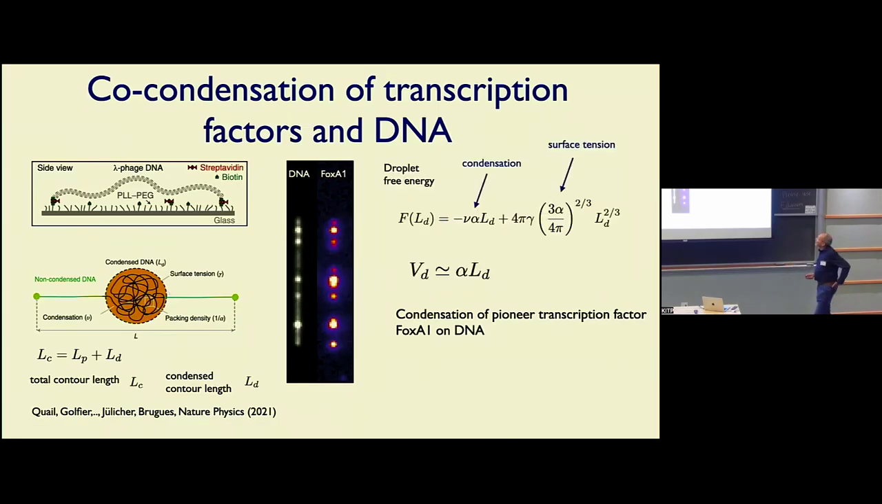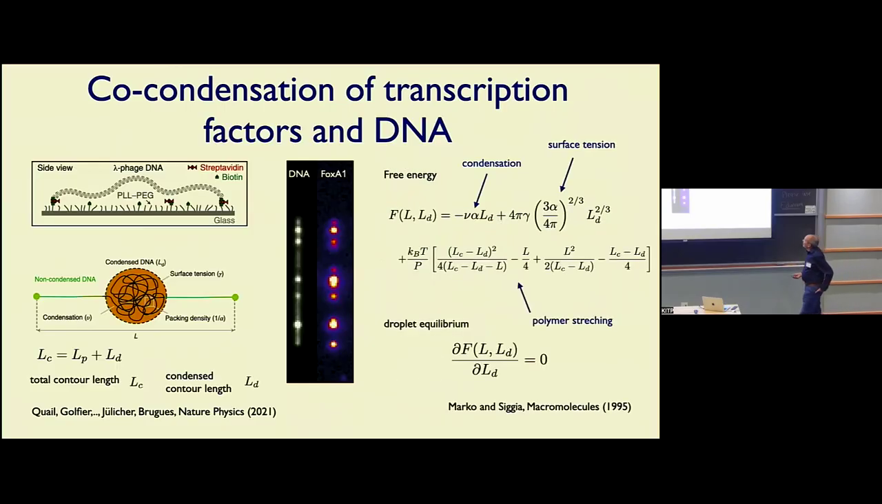One can describe the physics of this by having a droplet model for these condensates with a bulk term, a surface tension term. LD is the length of DNA inside the condensate, which is then in the condensate proportional to the volume. And we have to add to this the polymer stretching free energy, and have the balance between the stretched polymer pulling on the condensate.